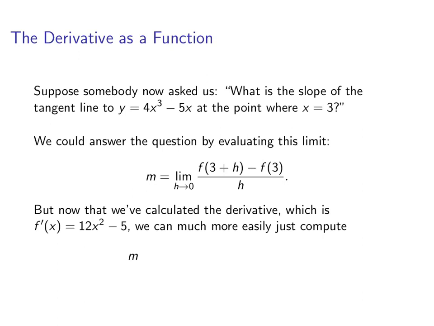So now it's much easier. If we want to know the slope of the tangent line at x equals 3, just plug 3 into the derivative and we'll get our answer. So this is going to be 12 times 3 squared minus 5. That works out to 103.